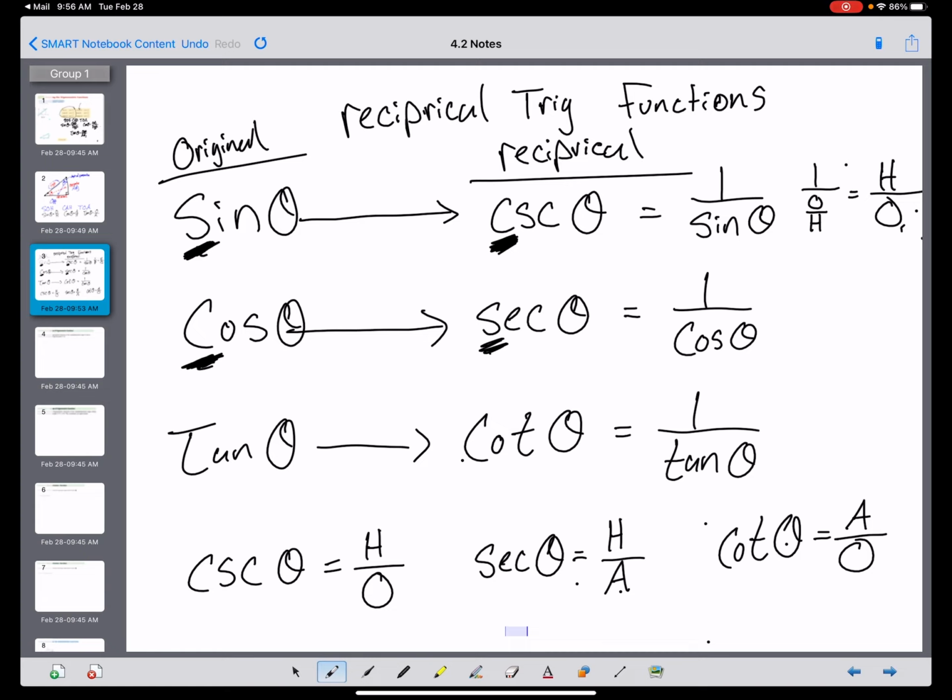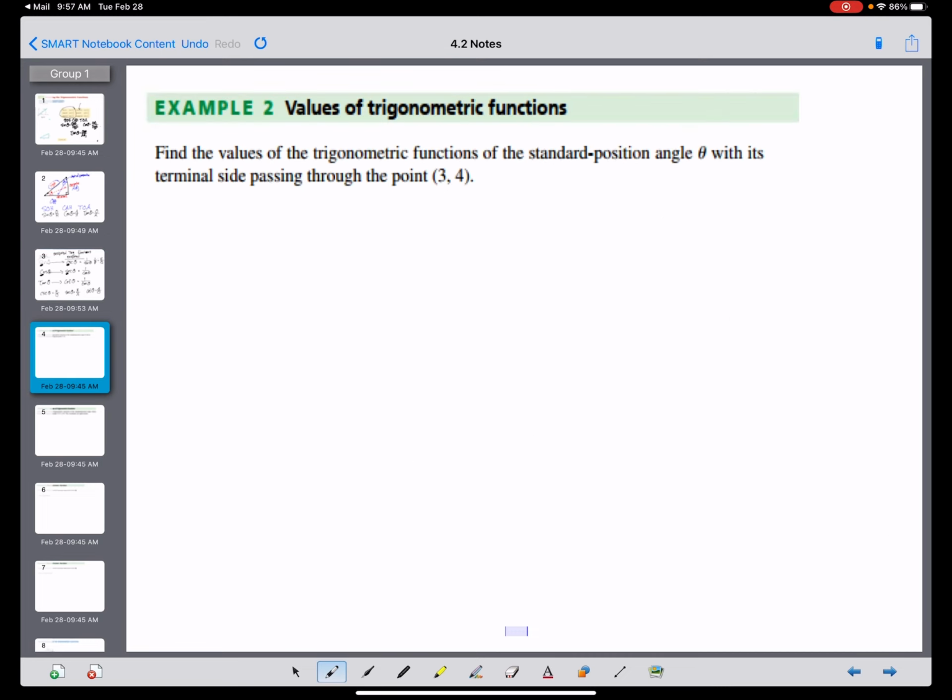Let us continue. Find the values of the trig functions of the standard position angle theta, so some angle we don't know, with the terminal side passing through the point (3, 4). So I like to graph this first and just say, okay, 1, 2, 3, 1, 2, 3, 4. So we got this point, right? And it's saying, hey, there's this angle that goes through this point.